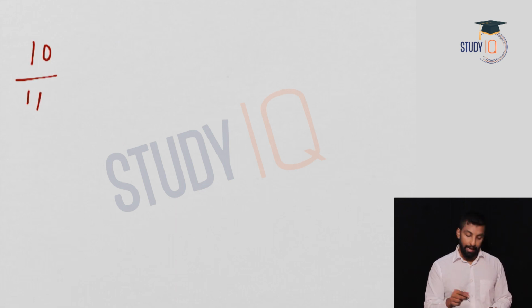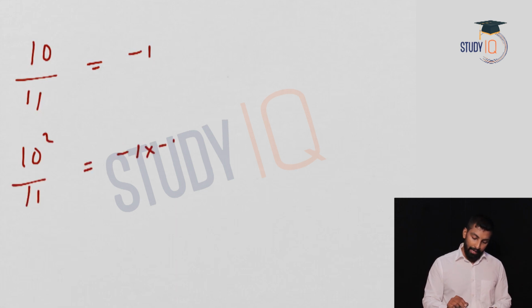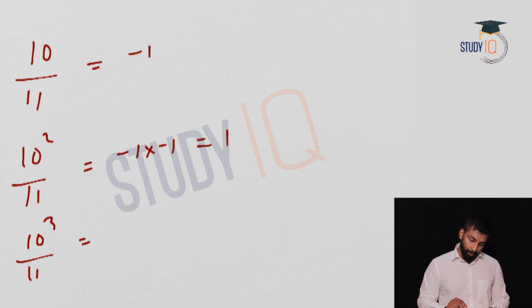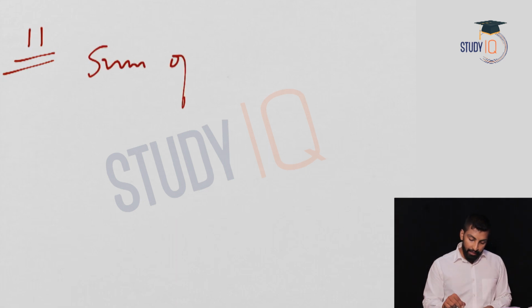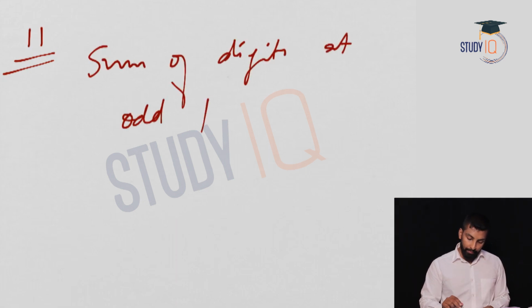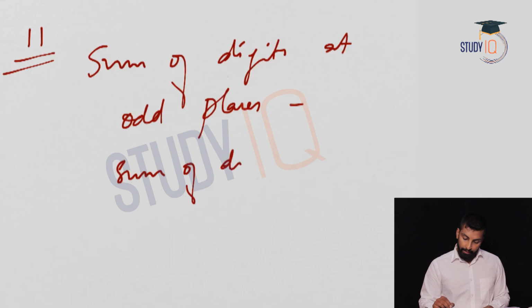For 11, what is 10 by 11? What is your remainder? The remainder is 10 or minus 1. What about 10 square by 11? That means minus 1 into minus 1, which is plus 1. What if 10 cube by 11? You will get minus 1 into minus 1 into minus 1, which is minus 1. So every alternate power of 10 gives minus 1, plus 1, minus 1, plus 1. So the divisibility rule of 11 is the sum of digits at odd places minus the sum of digits at even places.